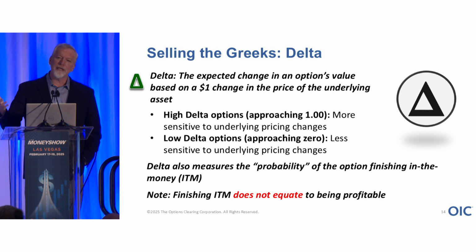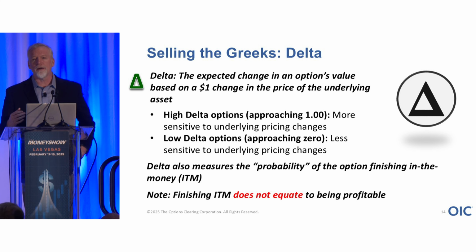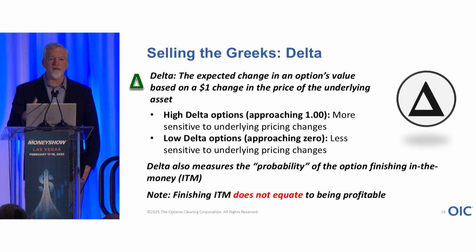Speed is something that people use to describe delta, how quickly my option is going to change as that market changes. But some people also look at delta as the probability of my option finishing in the money.